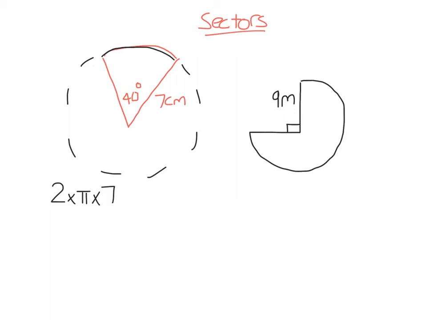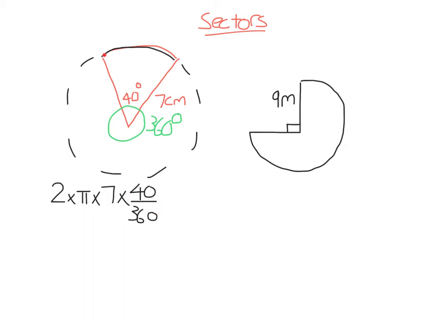Well, this angle here is 40 degrees, whereas in a whole circle, the whole way around is 360 degrees. So this 40-degree angle tells me what fraction of a circle I have. See, 40 over 360 is 1/9. This is 1/9 of the circumference. So what I'm going to do is take my circumference and times it by this number here, 1/9. That is the arc length.